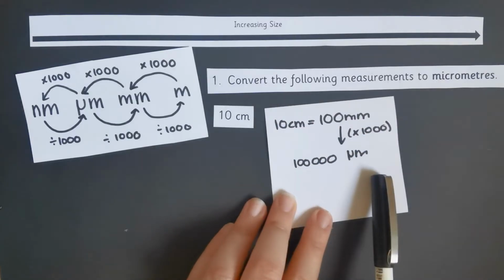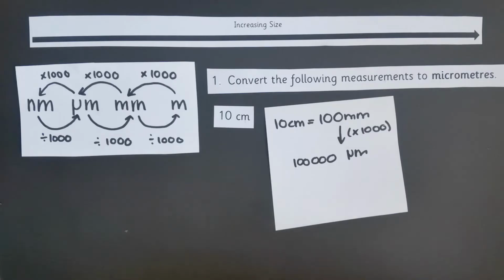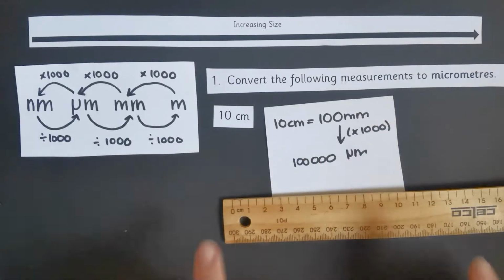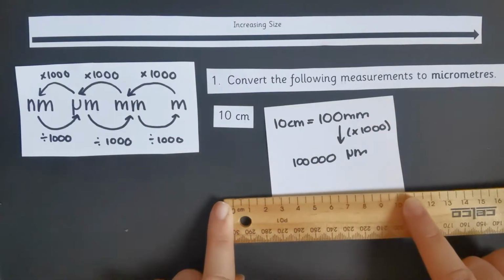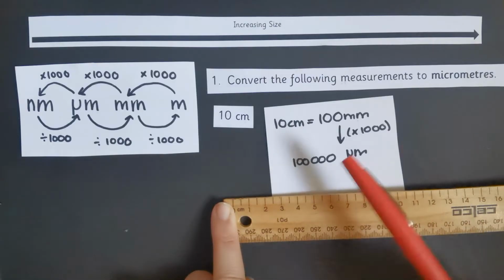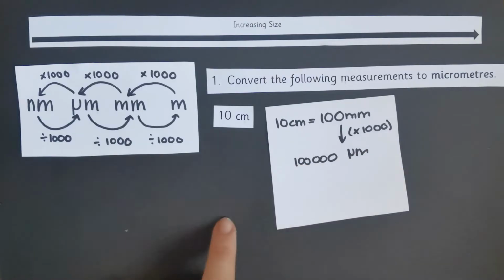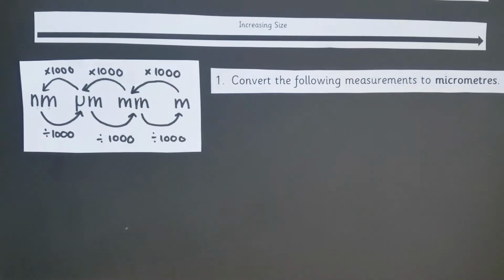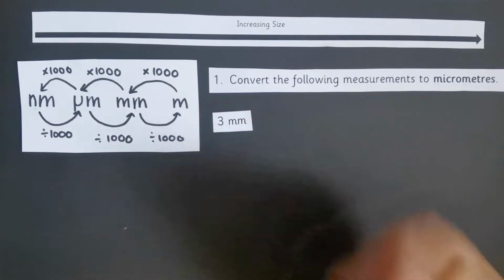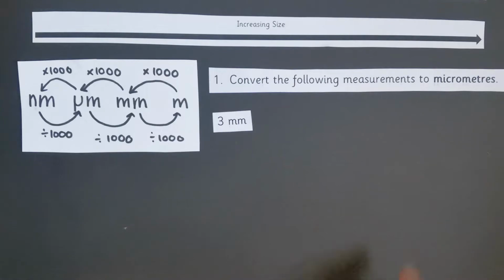100,000 micrometers. Now if we have a look at a ruler, so that's 10 centimeters, and in 10 centimeters, there's 100,000 micrometers. So that gives you an idea of how small micrometers are. Let's do another example. So we're converting 3 millimeters to micrometers.